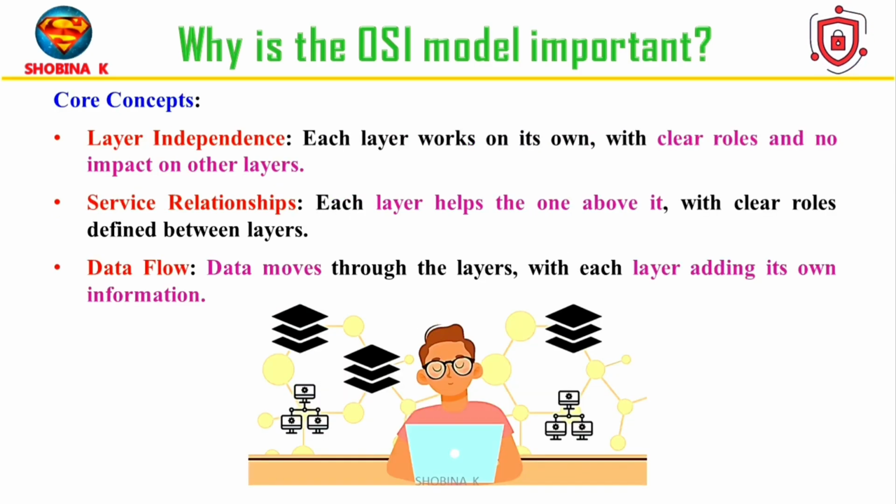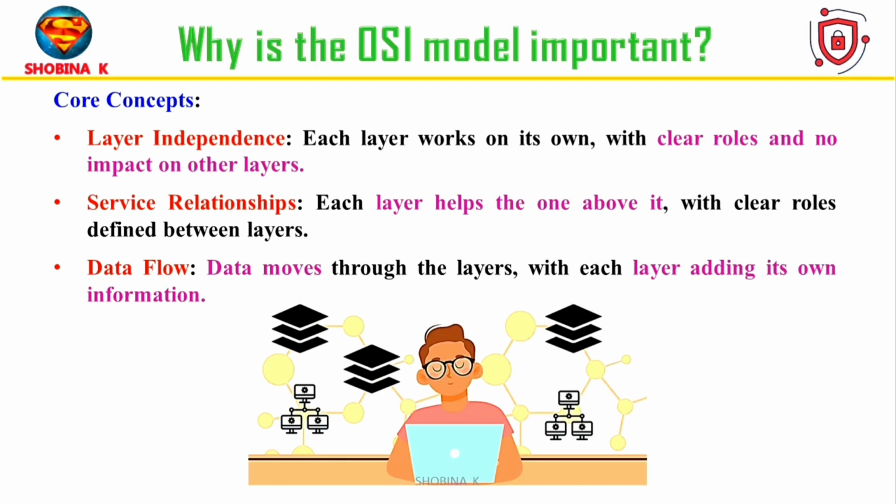Each OSI layer functions separately with distinct responsibilities without interfering with other layers. And thus it ensures modularity, where changes in one layer do not affect others. For example, the transport layer can manage flow control without worrying about physical connections in the data link layer.